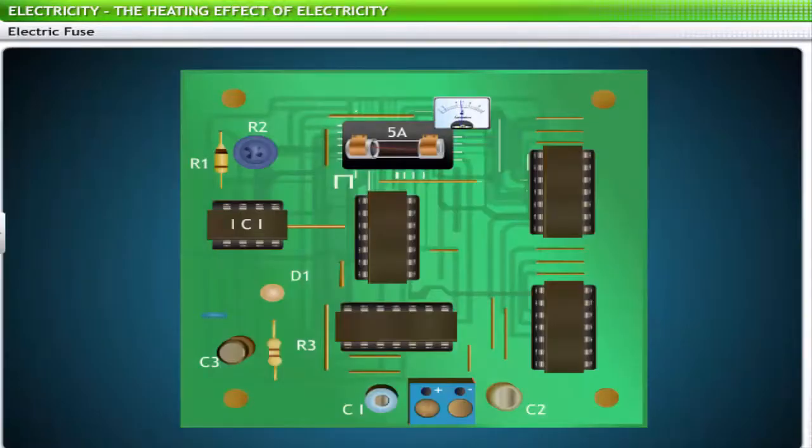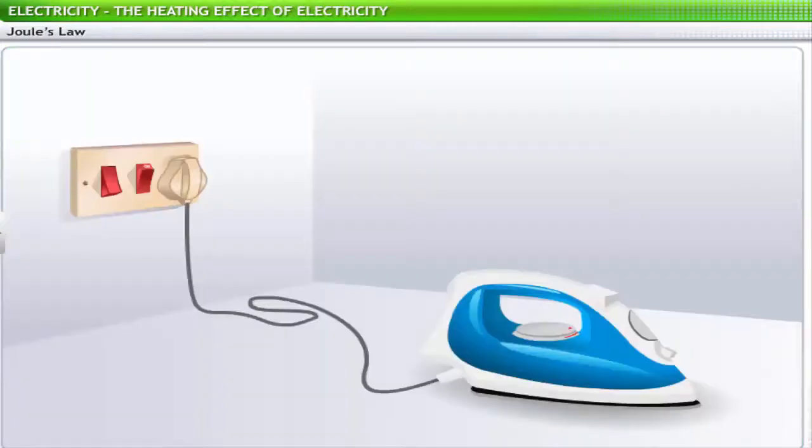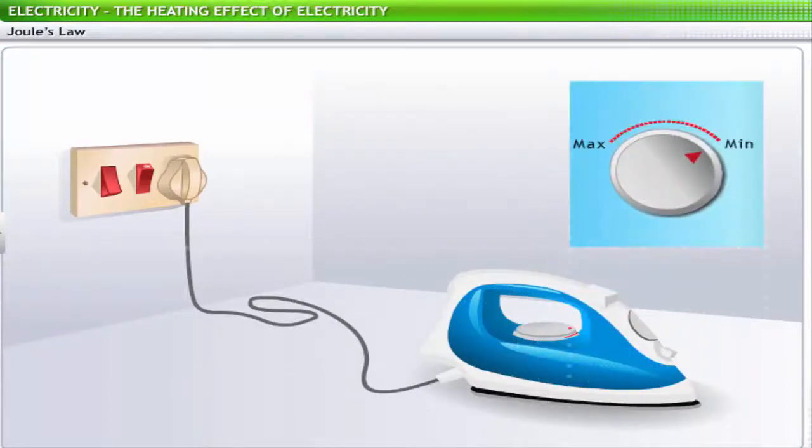For example, a fuse rated 5 ampere can withstand current flow to the maximum of 5 ampere. If the current flowing through that circuit exceeds 5 ampere, the fuse wire melts from the heat, cutting off the power supply through that circuit. We can monitor and control the heat generated by electric current by regulating the current supplied to an appliance.